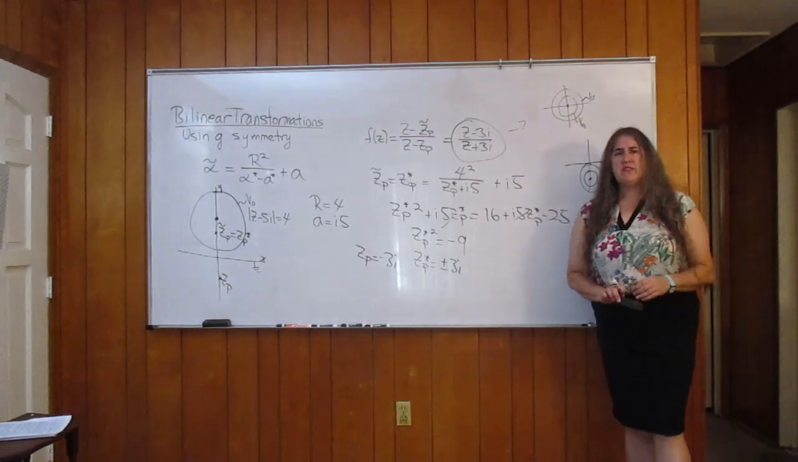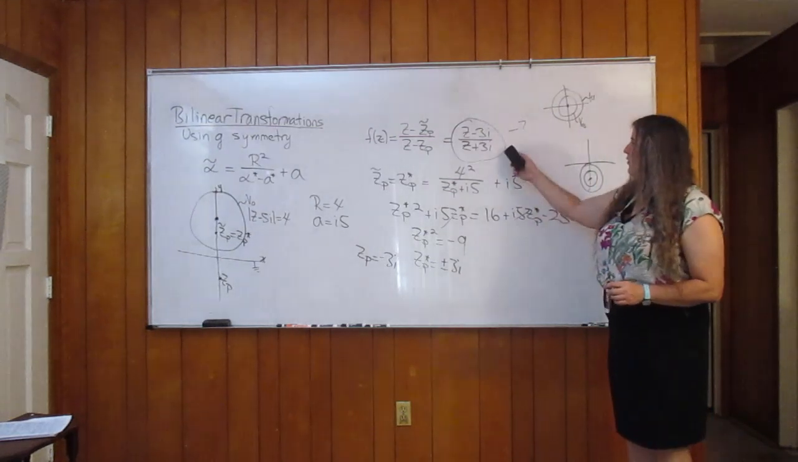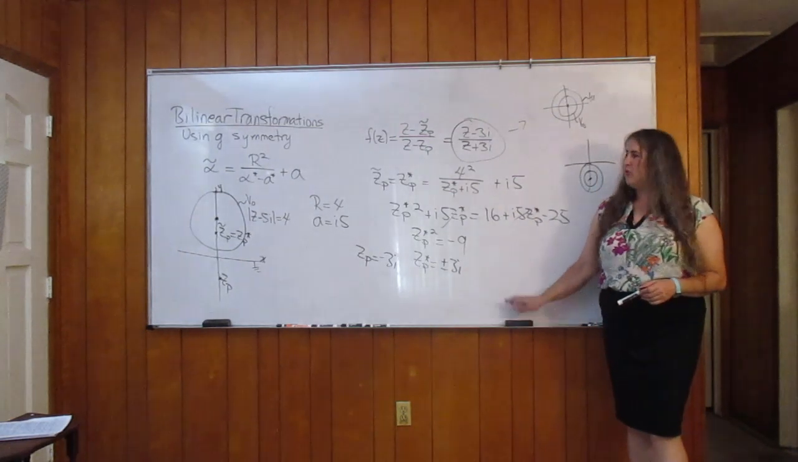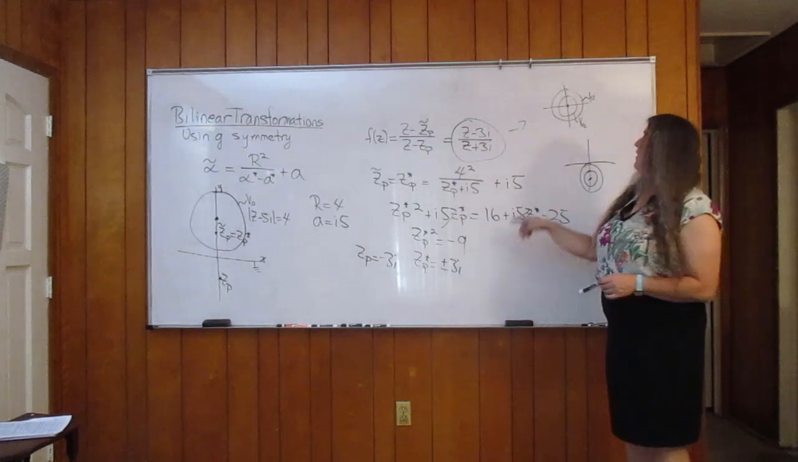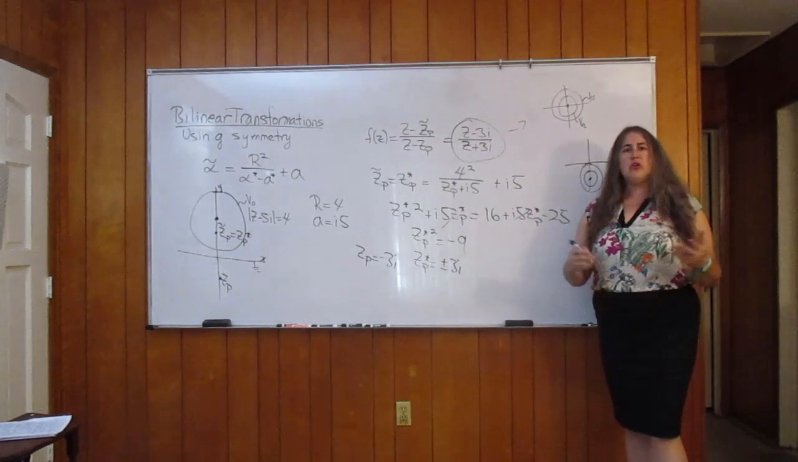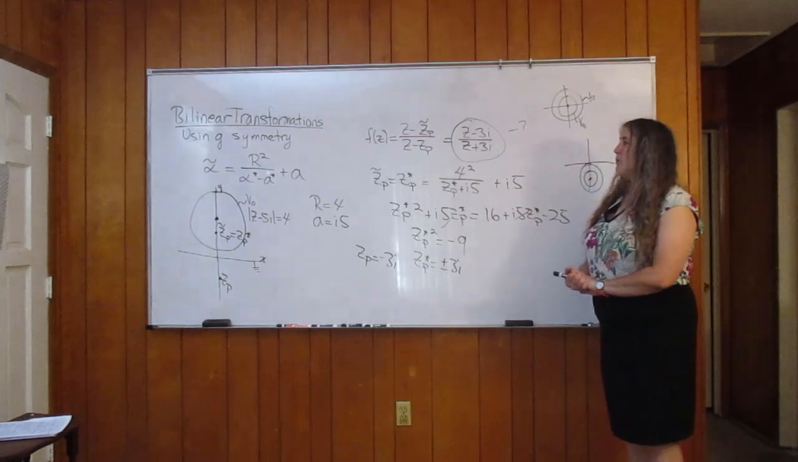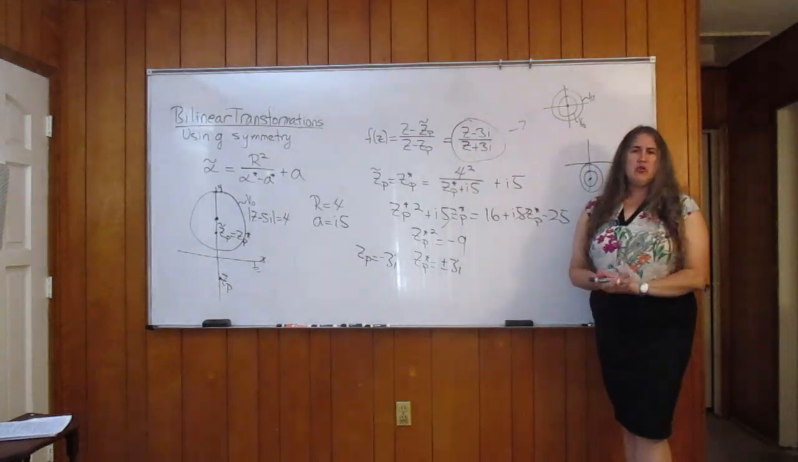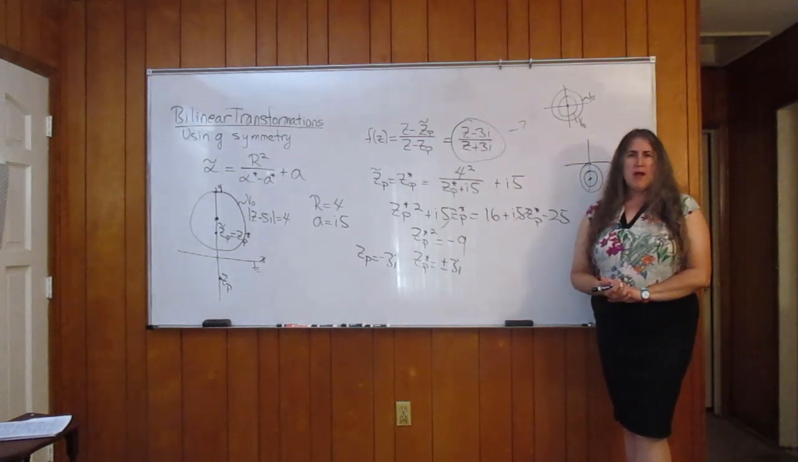So that's how you use symmetry principles to derive the transformation function, which maps this more difficult geometry into a simpler geometry where you can write down the solution immediately. Okay? And this concludes part 2A of conformal mapping.